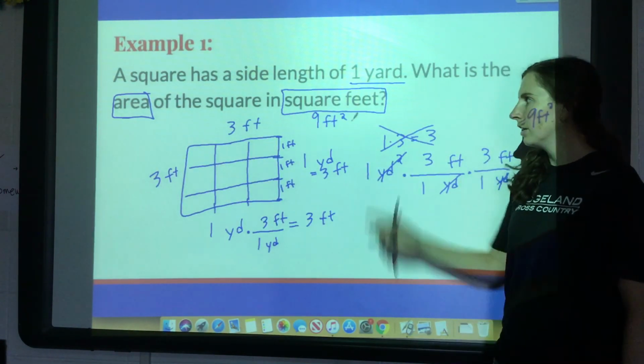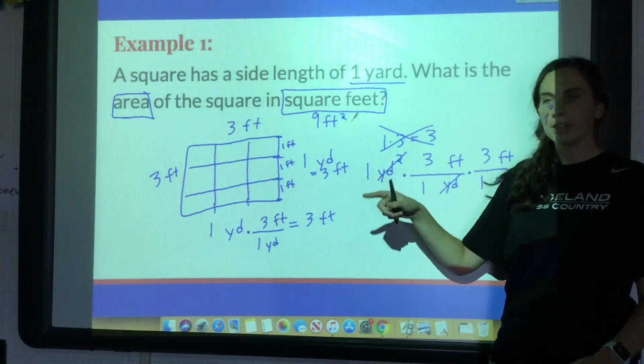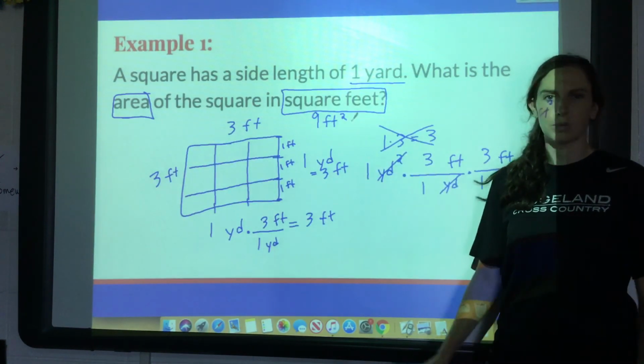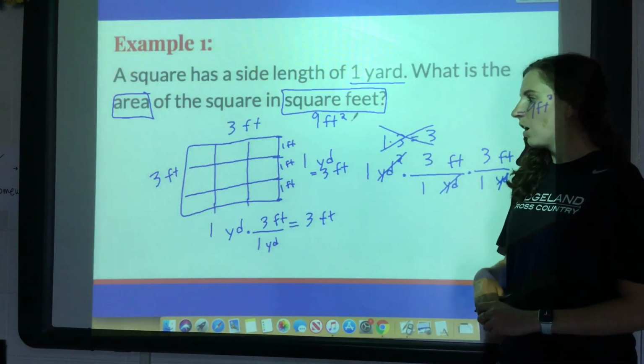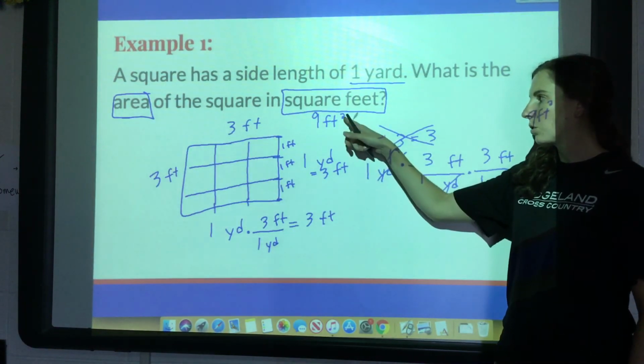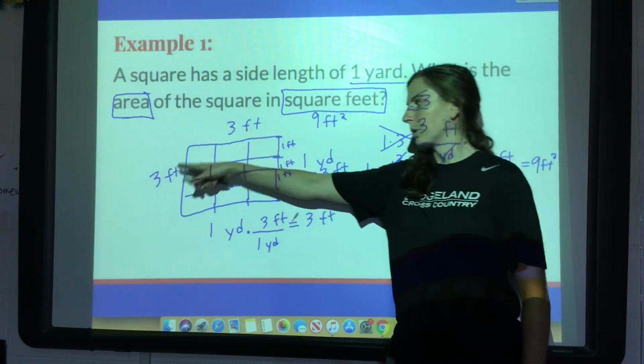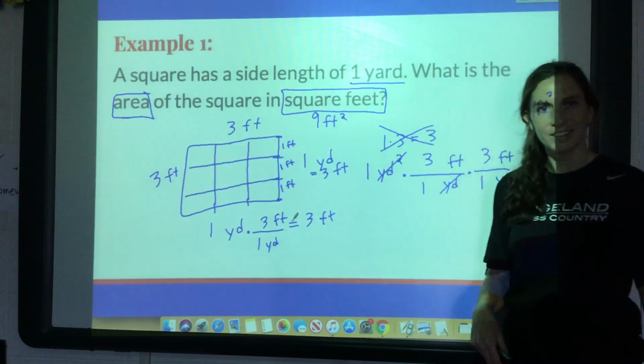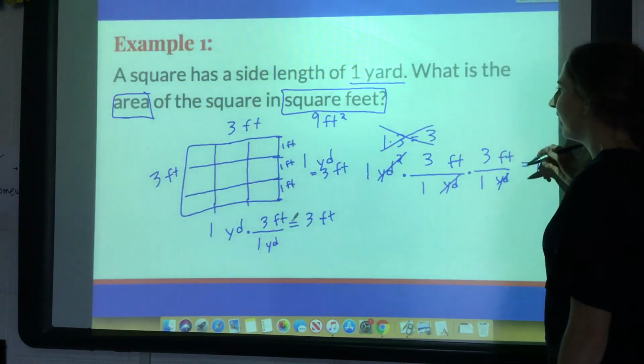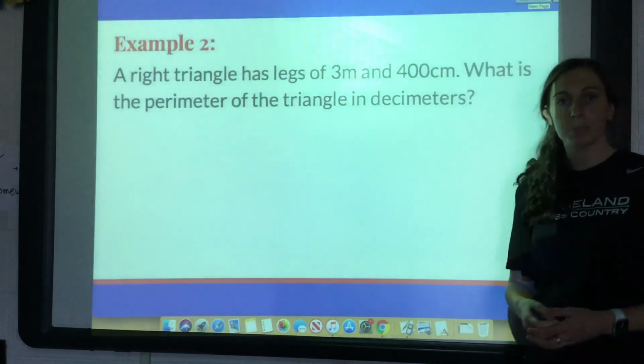Just to be clear, square feet is the same thing as feet squared, just written the other way. Also, fun fact, it's literally called squared because it makes a square. If you do any number times itself, it makes a square. Kind of cool. All right, so let's try one with perimeter.